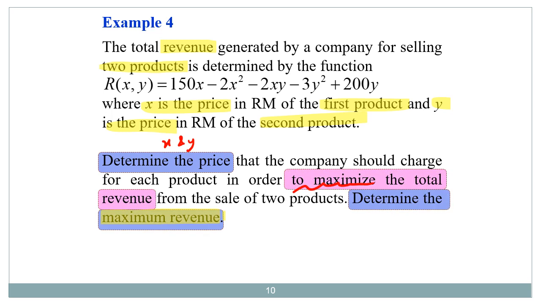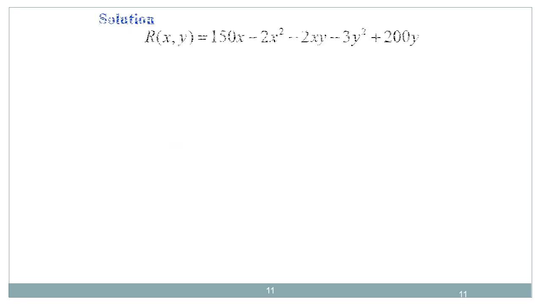So, how to determine the price means that we want to find the x and y when we have the value at the maximum point. So what is the maximum point? What we need to do is the same thing as we have done in finding the stationary point, and show that it is really a maximum point.